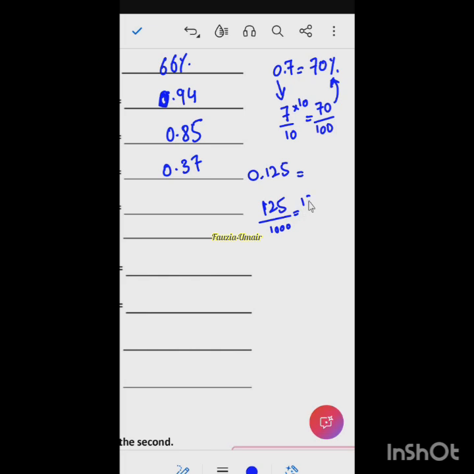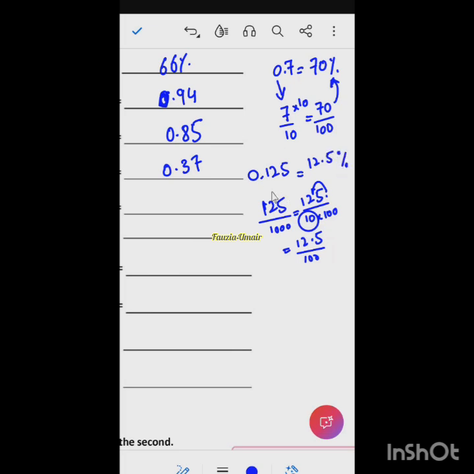So we can write 125 divided by 10 separately and 100 separately. So this 10 is extra. This 10 will take this decimal one step backward. So you get 12.5 divided by 100. So the answer would be 12.5%.